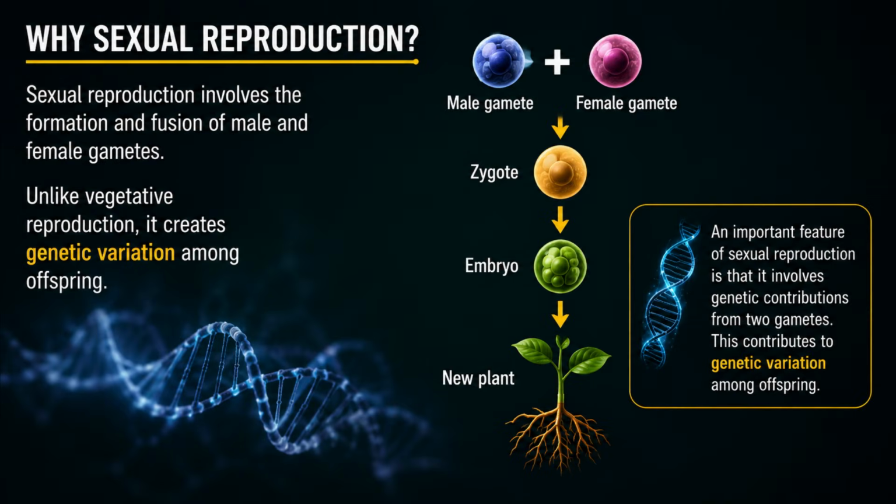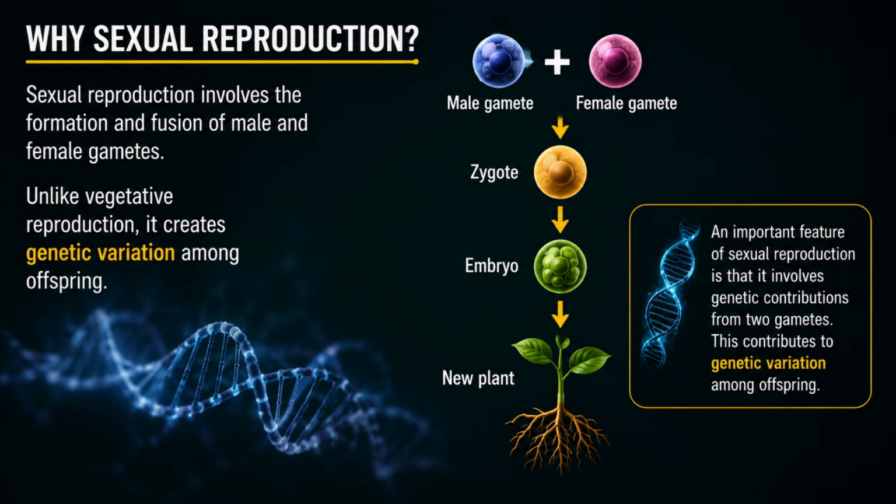Sexual reproduction involves the formation and fusion of male and female gametes. When the male gamete fuses with the female gamete, a zygote is formed. The zygote develops into an embryo, and eventually a new plant develops. An important feature of sexual reproduction is that it involves genetic contributions from two gametes. This contributes to genetic variation among offspring, making sexual reproduction an important source of variation in populations.